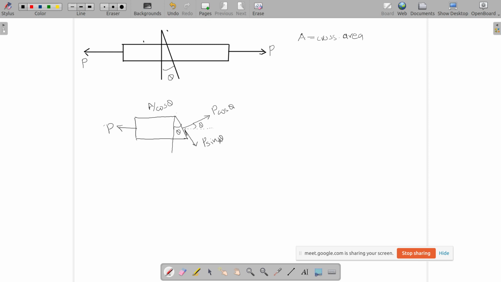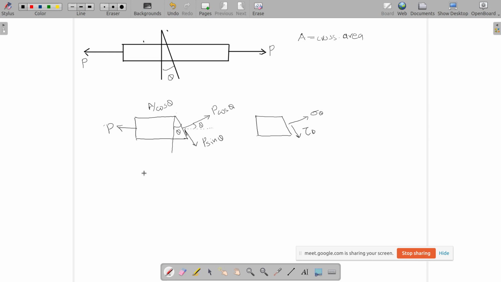Now the question here is, what are the corresponding stress values? We have obtained the force value here, but what we actually need is stress. What we need is sigma theta and tau theta. So if we have a force, how will we find out stress? That will be force divided by area.